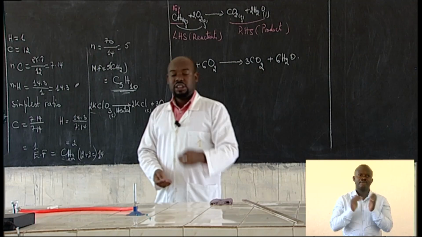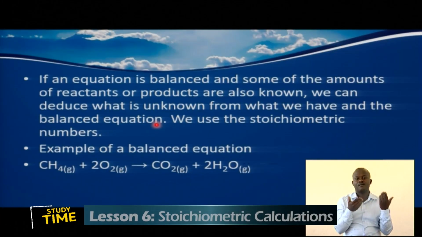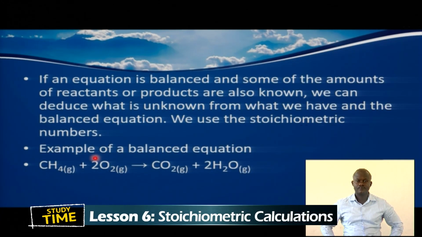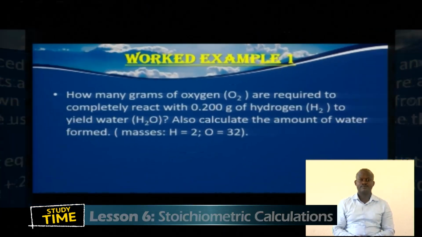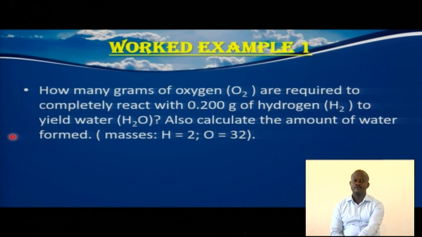And quickly, let us have a worked example. Worked example number 1: how many grams of oxygen are required to completely react with 0.200 grams of hydrogen to yield water? Also, calculate the amount of water formed. How many grams of oxygen? Here you have to be very careful.